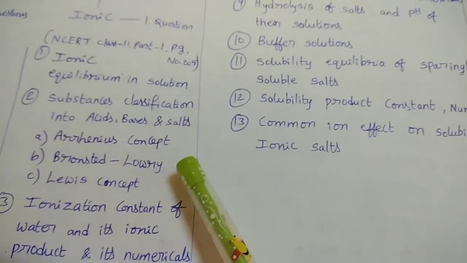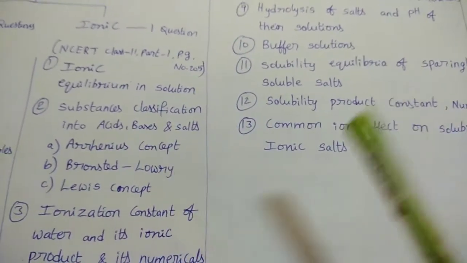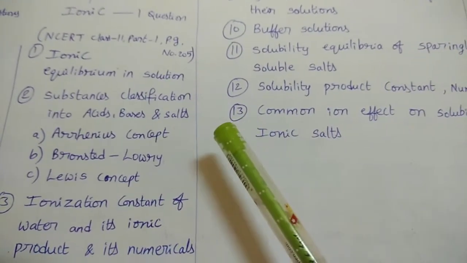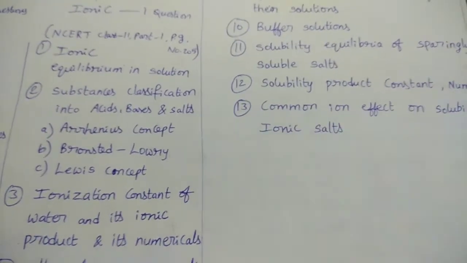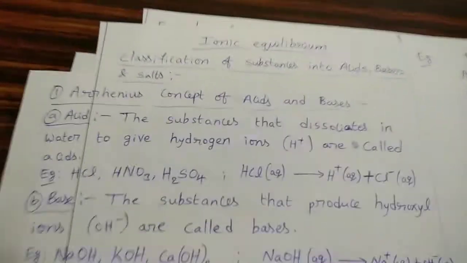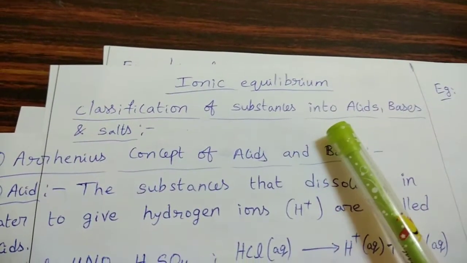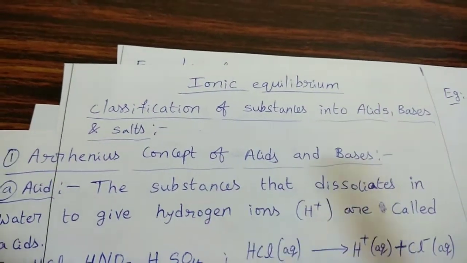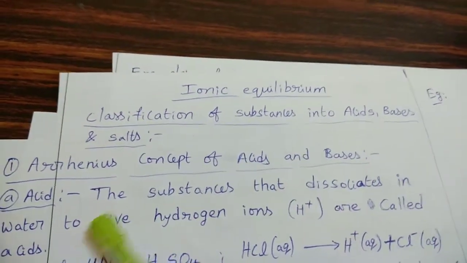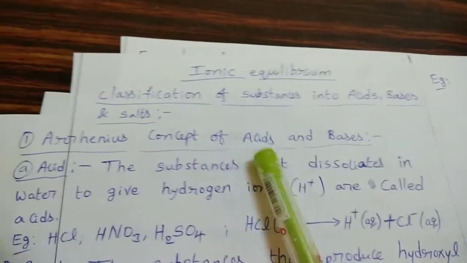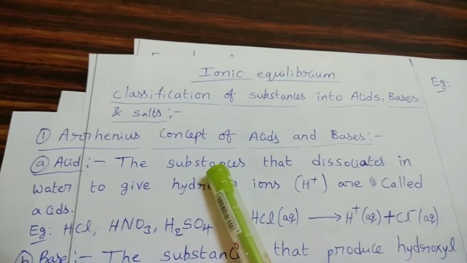From this, different types of numericals are there, so you have to practice more carefully than chemical equilibrium. Okay, now see the first topic in this. Ionic equilibrium, classification of substances into acids, bases and salts. In that, first concept is Arrhenius concept of acids and bases.